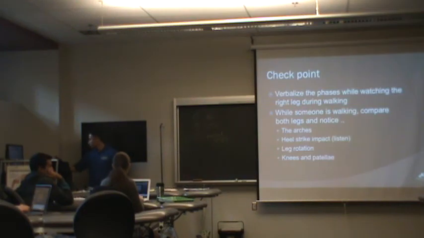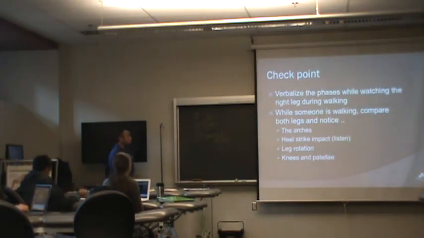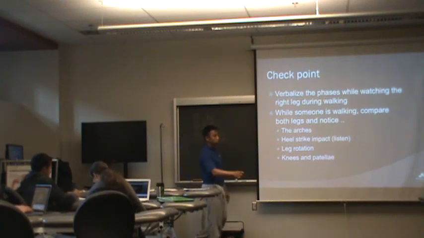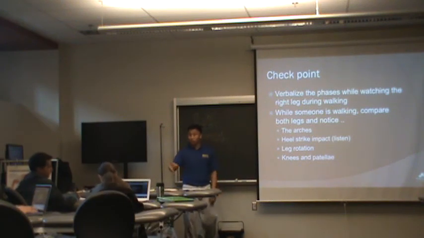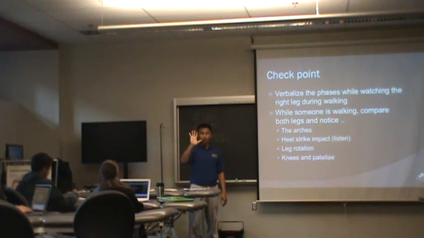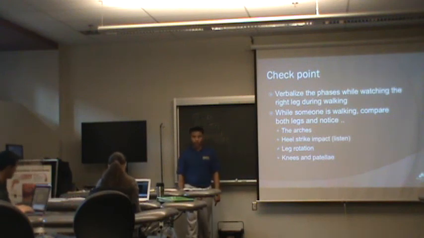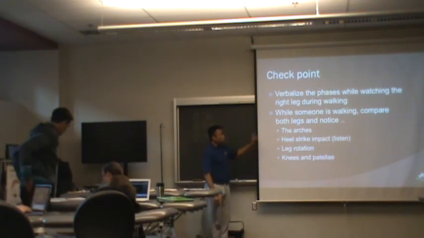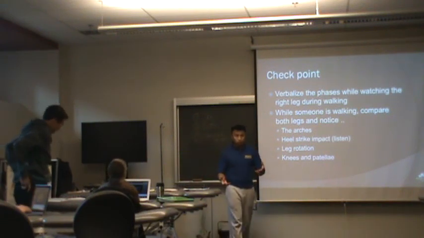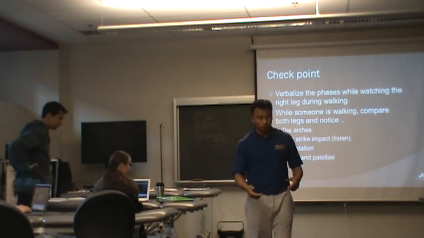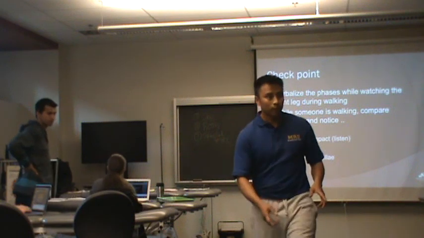Definitions. Okay. Point number 2: verbalize the phase while watching the right leg. So you and a partner get to walk. If you go outside, you're going to take 5 minutes, only until the song plays. And what I want you to do is verbalize the phases of the right leg. Once you're comfortable with heel strike, mid stance, toe off, swing, heel strike, mid stance, toe off, swing.